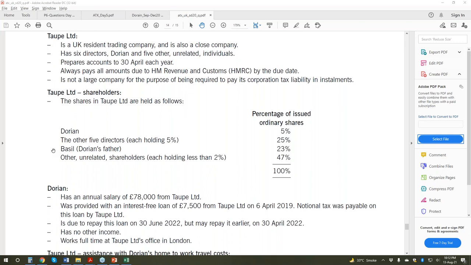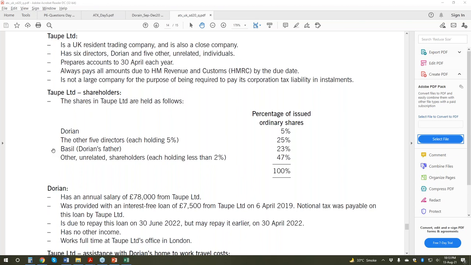So the percentage of Dorian's holding is 5%. There are 5 other directors, each holding 5%, so 25% in total. Basil, Dorian's father, owns 23%. Guys, do remember, when you have to calculate the holding for a closed company, if any connected person owns a holding along with you, you and they will be considered as one for the purpose of the holdings calculation. So Dorian now owns 28% rather than 5%. Why? Because his father is related to him.